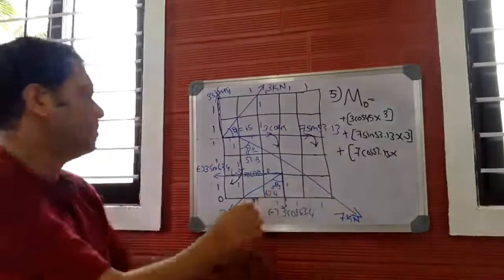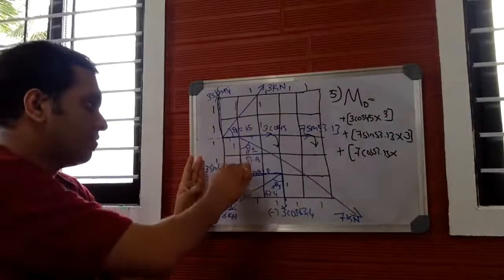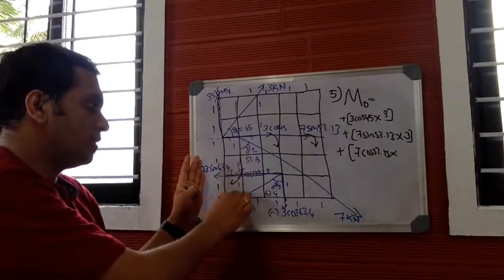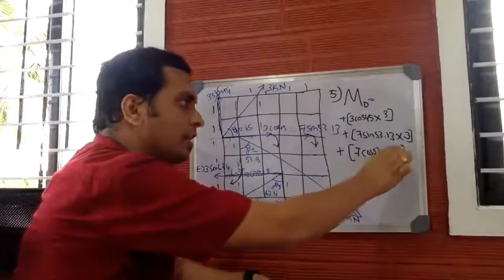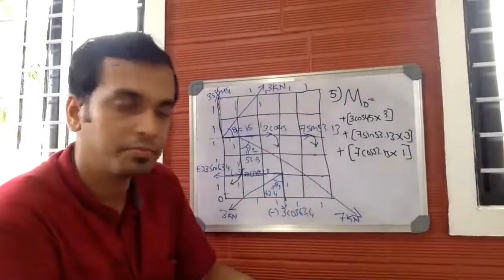53.13 into, what's the perpendicular distance? This is the line of action. Point O is here. This should be the perpendicular distance, which is 1.